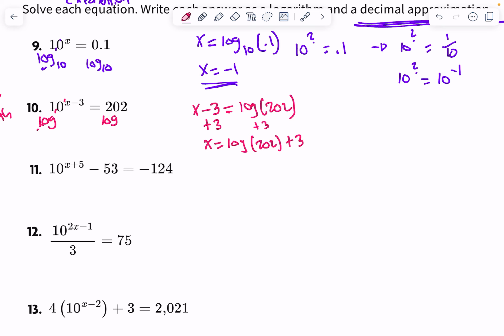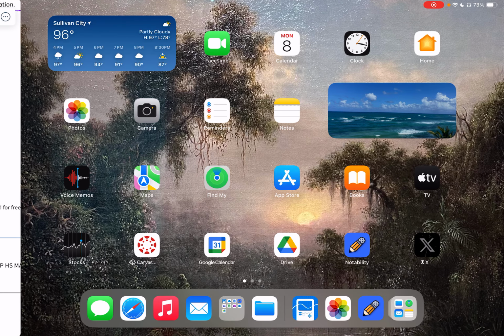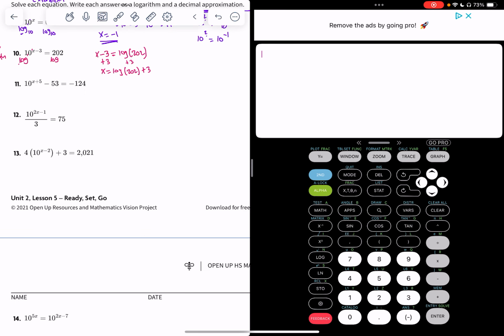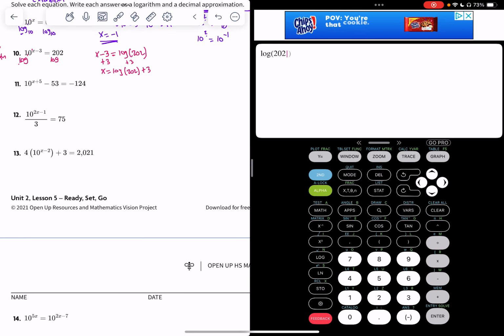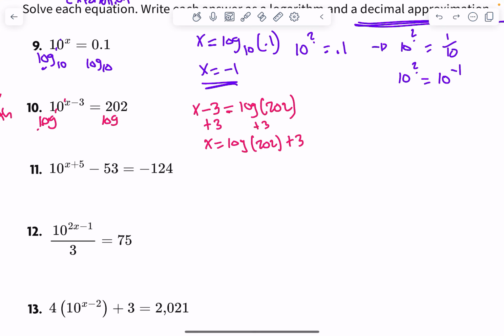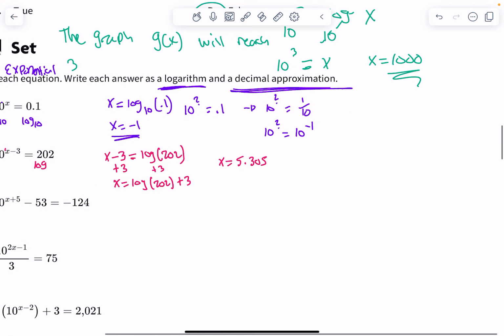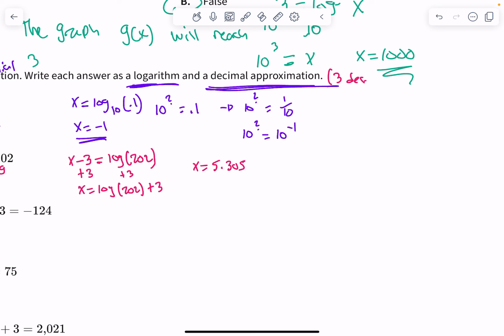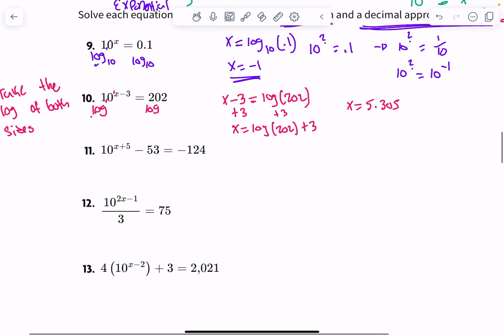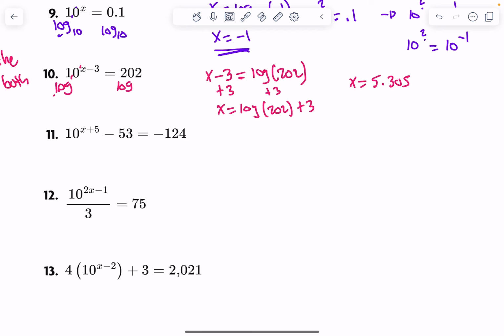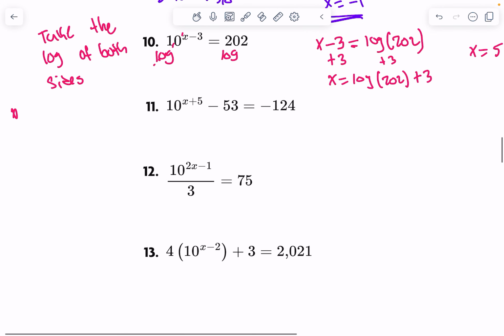Okay, let's, what is this? So now let's do log of 202 plus 3. I get 5.305. So we went around to, let's do 3 decimals.